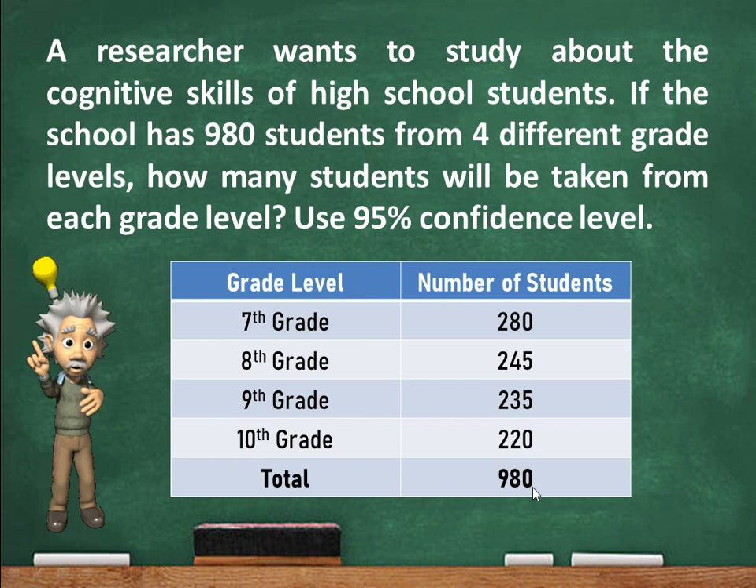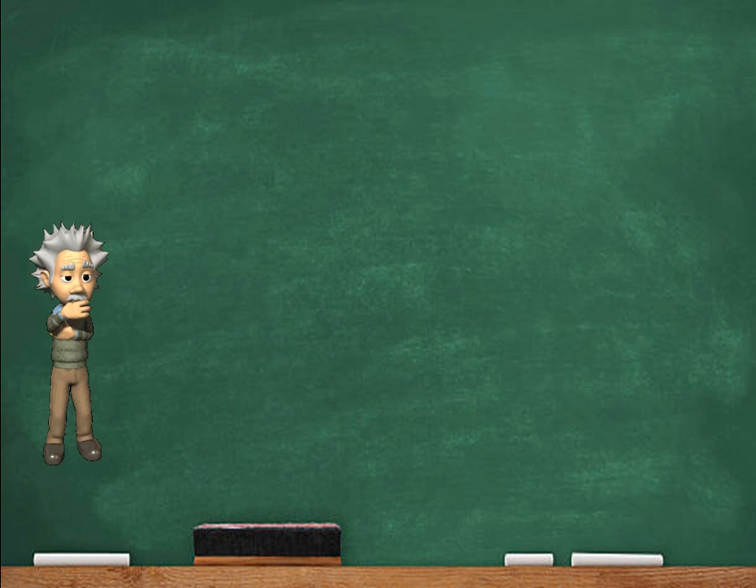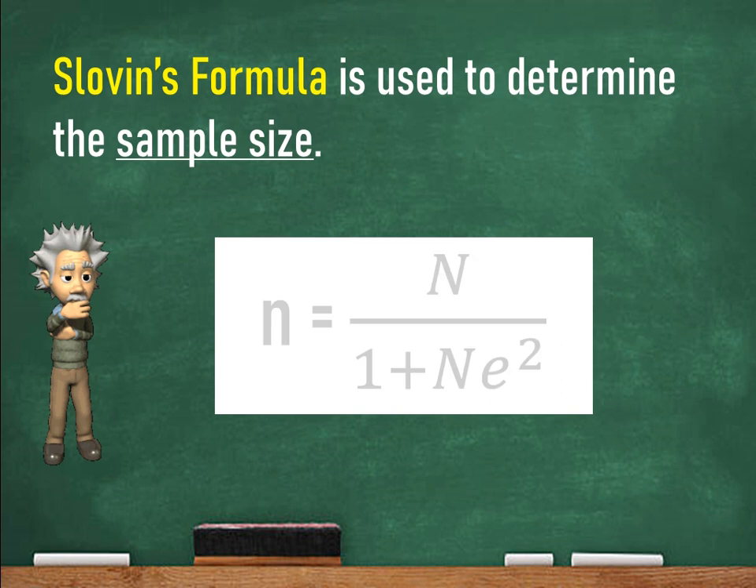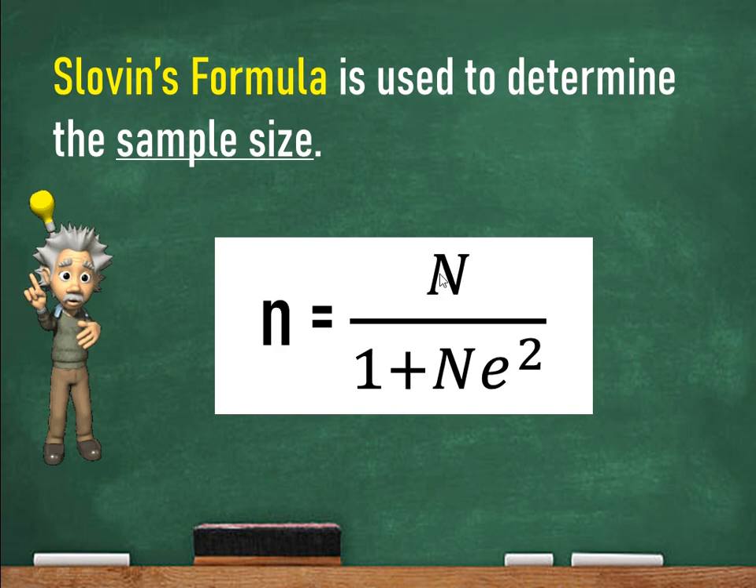To solve this problem, we will need to have it in 2 parts. The first part is to get the sample size using Slovin's formula. This is the formula wherein n is the sample, the capital letter N is the population, and e is the margin of error.